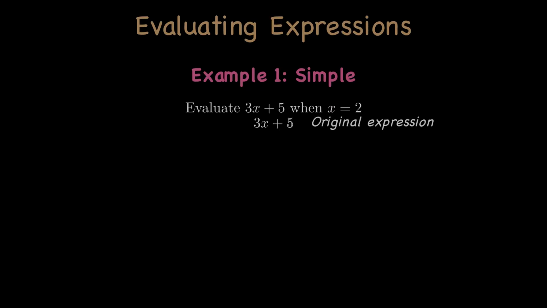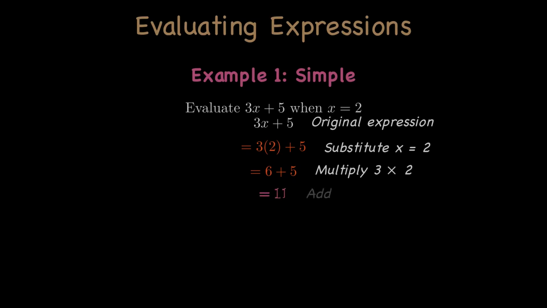Here's how we solve it step by step. First, we write the original expression, 3x plus 5. Next, we substitute x equals 2. Wherever we see x, we replace it with 2, so we get 3 times 2 plus 5. Then we multiply. 3 times 2 equals 6, so we have 6 plus 5. Finally, we add 6 plus 5 equals 11. So when x equals 2, the value of 3x plus 5 is 11. The key is to substitute carefully and follow the order of operations.